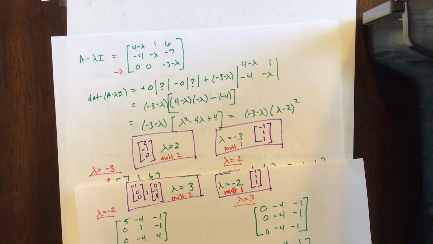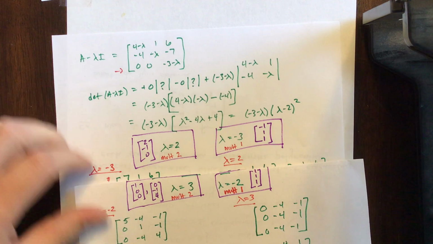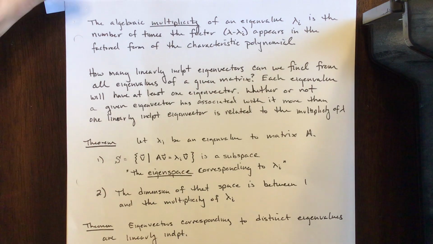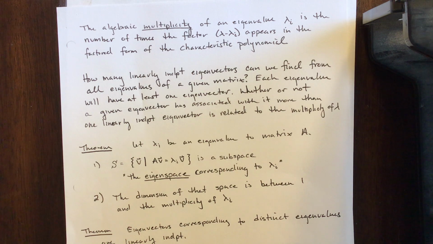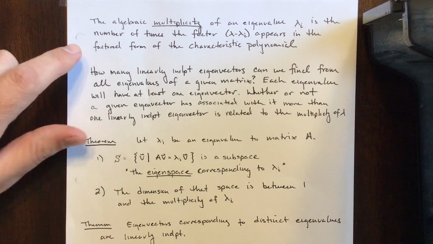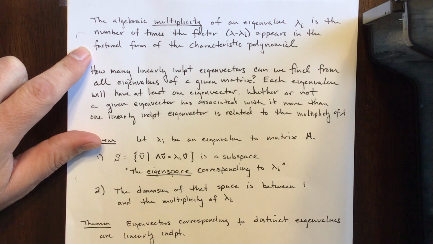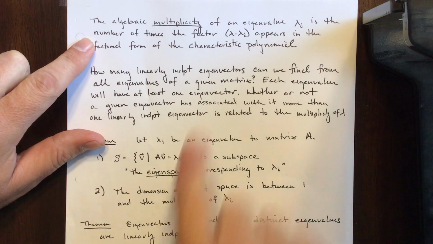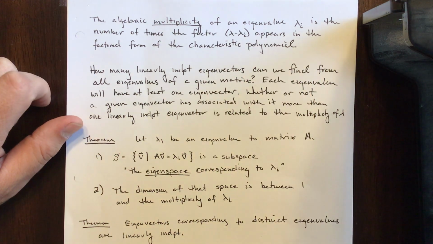So let's see if we can make some conclusions, or at least come up with some speculation as to what is true about the correspondence between the multiplicity of an eigenvalue in the characteristic polynomial and the number of linearly independent eigenvectors associated with it. Here we go. The algebraic multiplicity of an eigenvalue lambda I is the number of times the factor lambda minus lambda I appears in the characteristic polynomial.